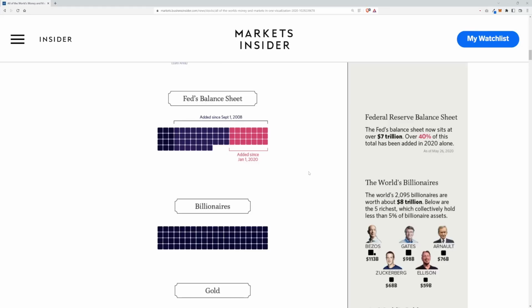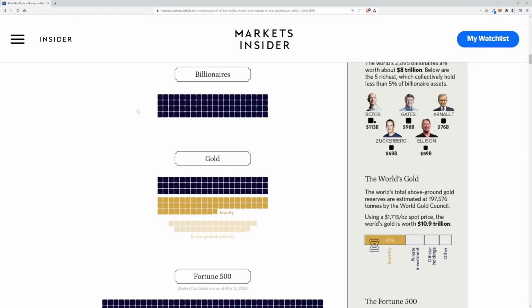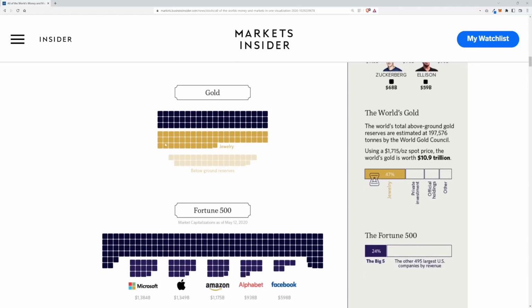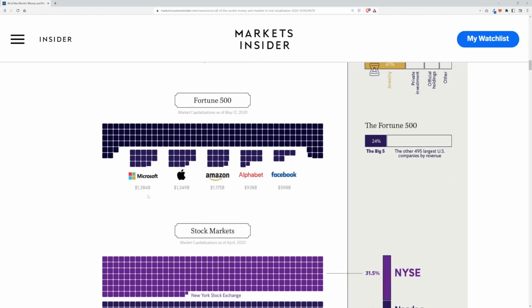Now, here's the Fed's balance sheet at that time, well into the multiple trillions. And from January 1st of 2020, this part here was just added then. And of course, now it's probably somewhere out here, considering it's 2022. So quite a significant amount. Now, global billionaires, into the multiple trillions right in there. Gold. Here's all gold. Okay, this is in jewelry, this is in bullion, this is below ground reserves, into the multiple trillions. Now, the Fortune 500, and they highlight 5 of the most well-known.